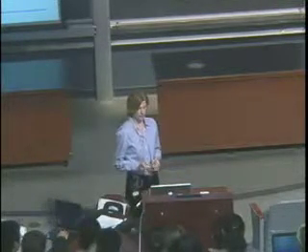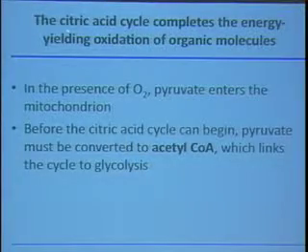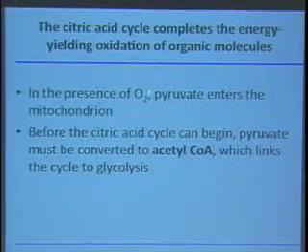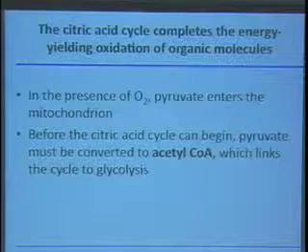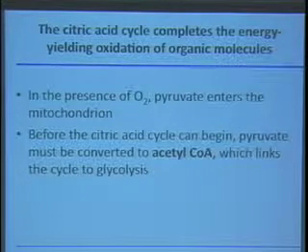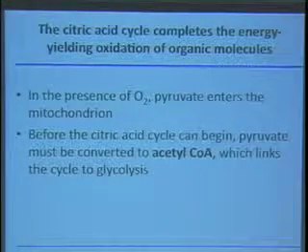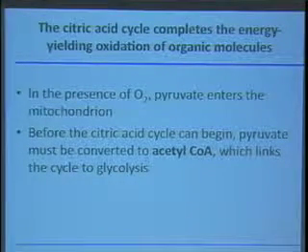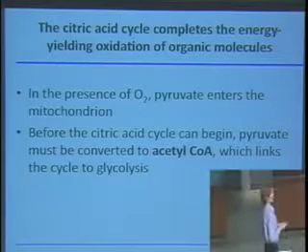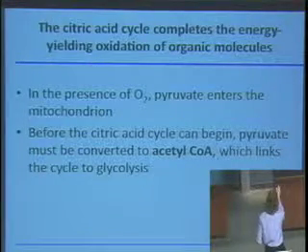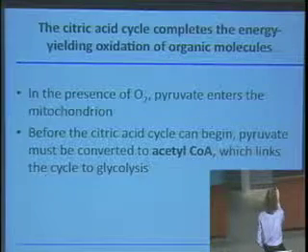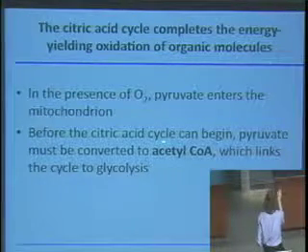So basically, when we talk about the citric acid cycle, we're going to be talking about a molecule of pyruvate, which you might remember from the discussion of glycolysis is the 3-carbon compound that results from the breakdown of glucose, right? And you remember that we get 2 molecules of pyruvate for every molecule of glucose that enters glycolysis.